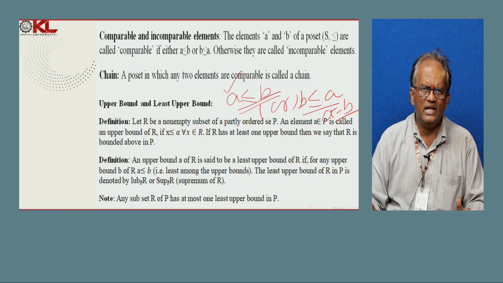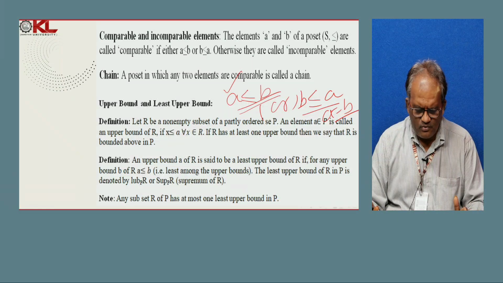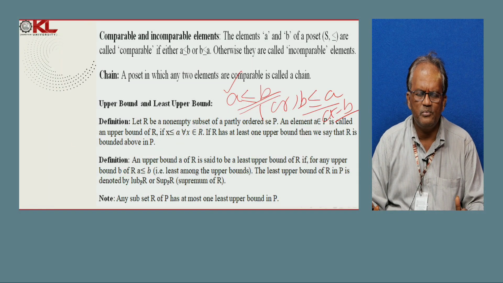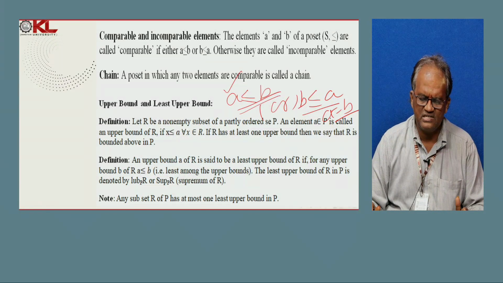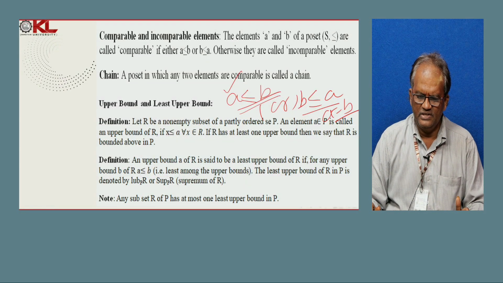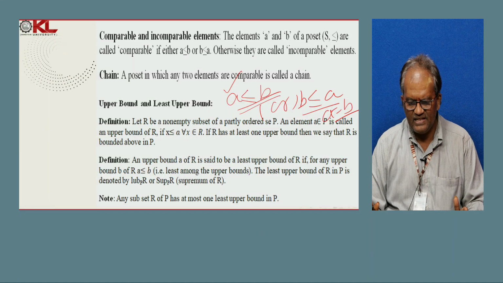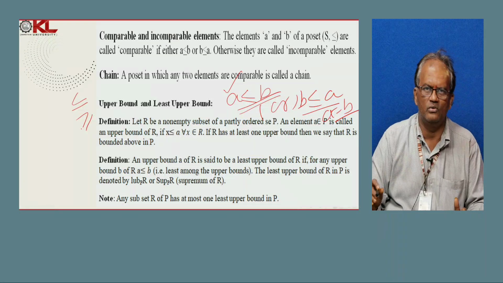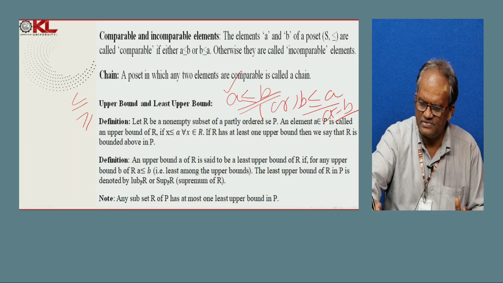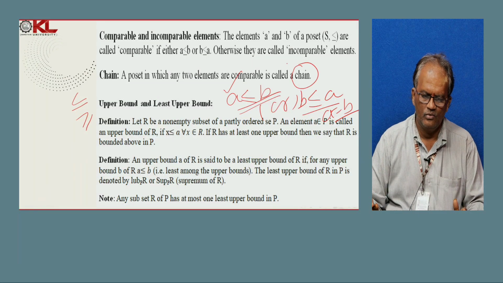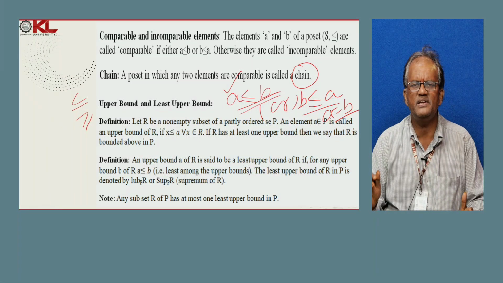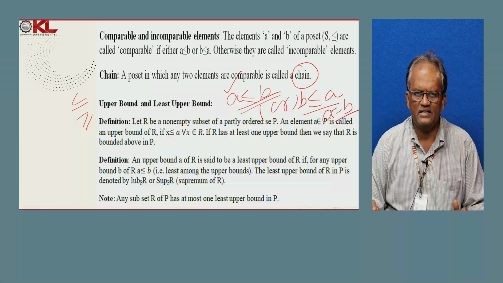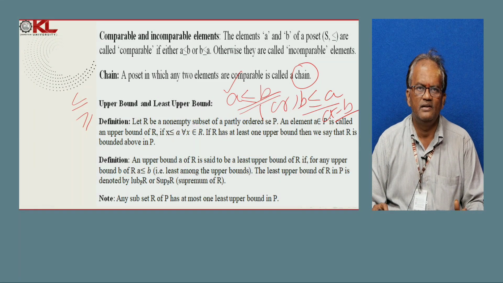Okay, and further, why the necessity of comparability in the partial order set? If all elements in a poset are comparable with less than or equal to or greater than or equal to, comparable meaning either less than or equal to or greater than or equal to, then the poset becomes a chain. That is important. A poset in which every element is comparable is called a chain. That is very, very important.